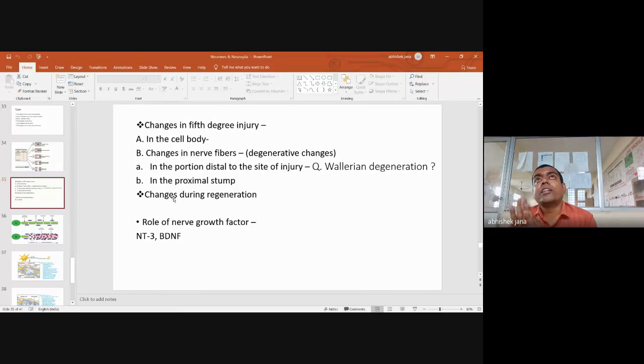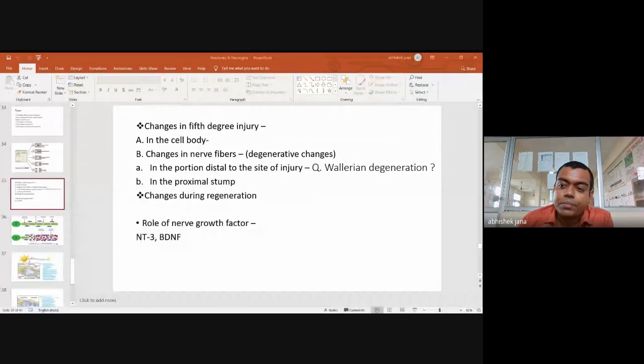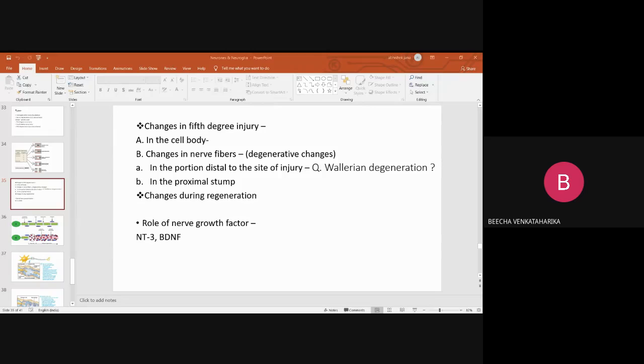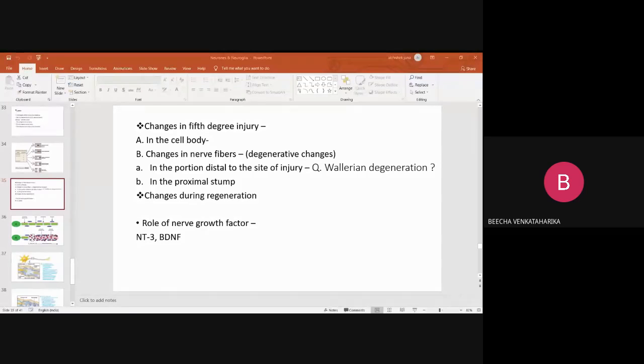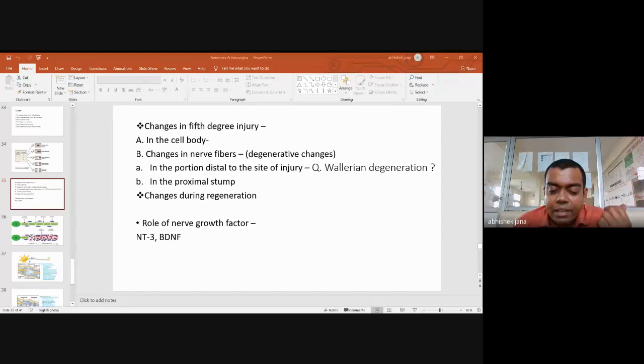Brain-derived neurotrophic factor. Okay, now? Sir, yes, sir. Neurotrophic. Yes, tell me. Somebody else. Neurotrophic factors, sir. Factor.